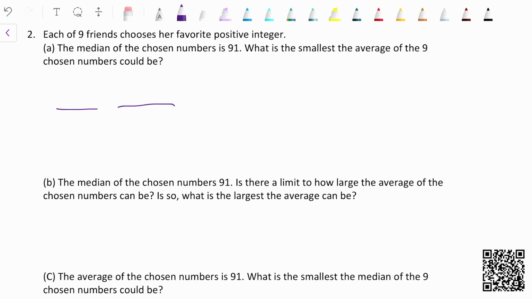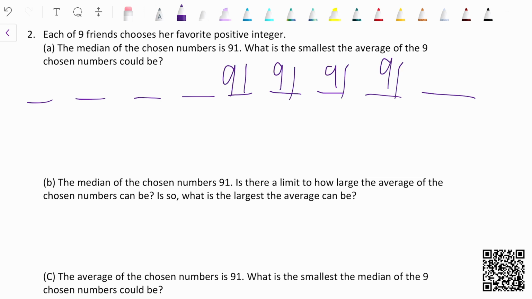First of all, if the median of the chosen numbers is 91, it doesn't say anything about the average. Since it never said that the numbers were different, we can set the numbers above our median as just 91. Like I said, they never said it could not be the same as the median, therefore, the smallest we can go, since it has to be greater than or equivalent to 91, we're just going to set them all as 91.